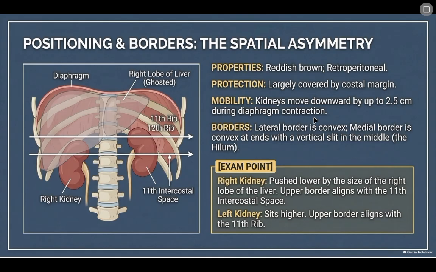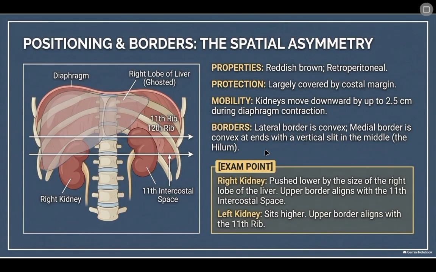So we have the lateral border and we have the medial border. And the lateral border is convex together with the medial border. The medial border is also what? Convex. So the borders of the kidney are convex. So what is the most important thing about the kidney? The right kidney is slightly lower than the left kidney. Why? The right kidney allows for the accommodation of the liver.